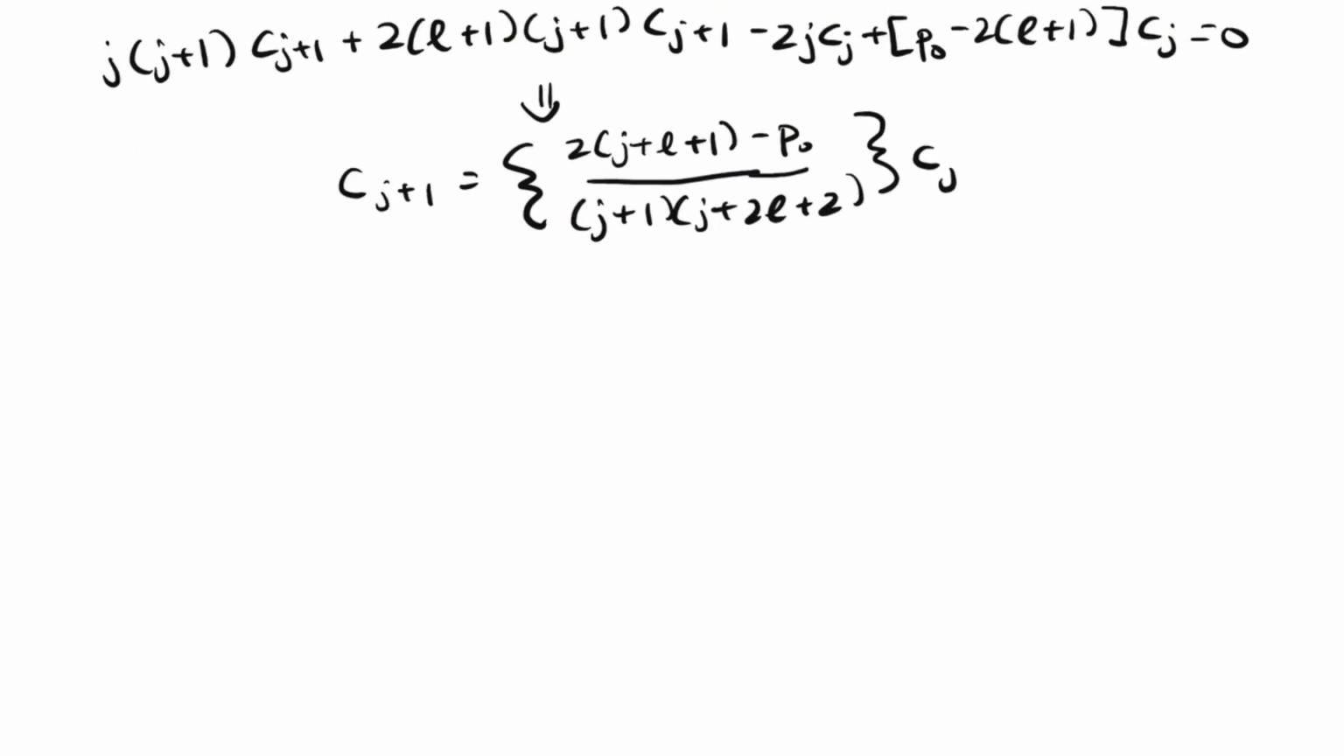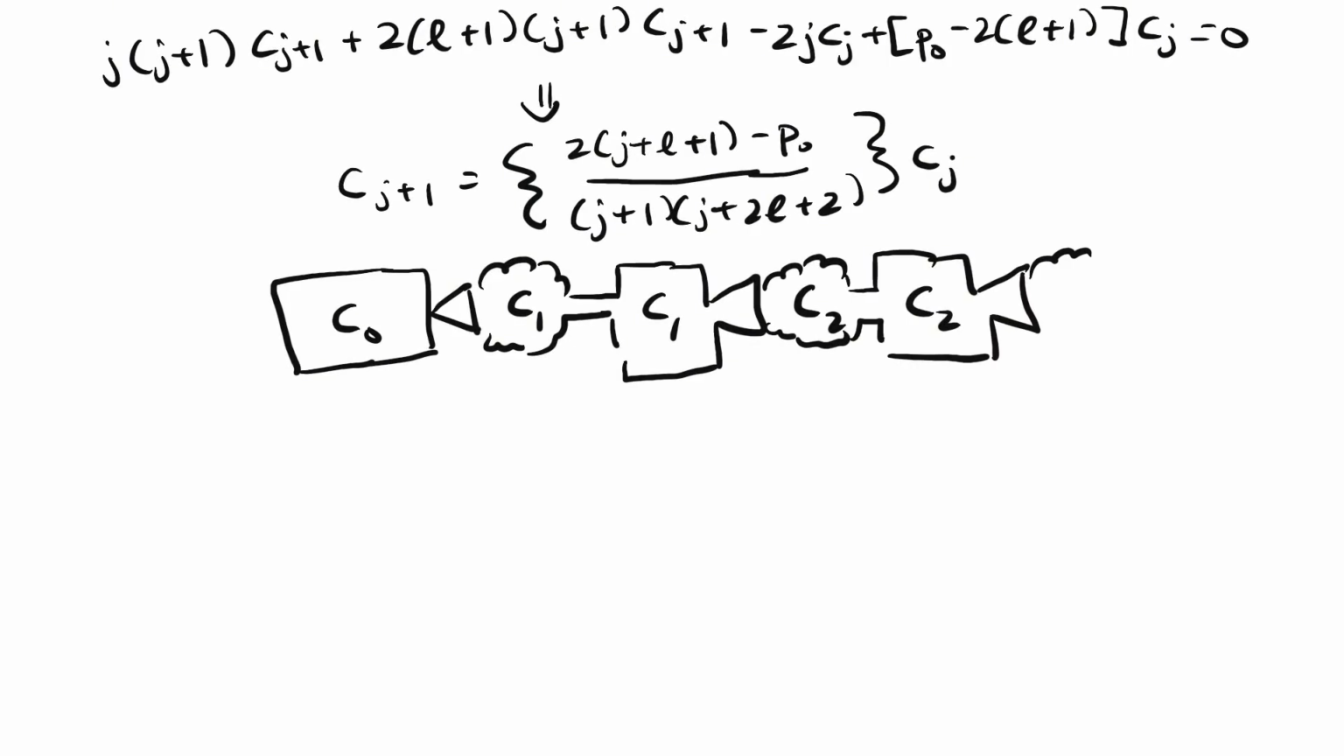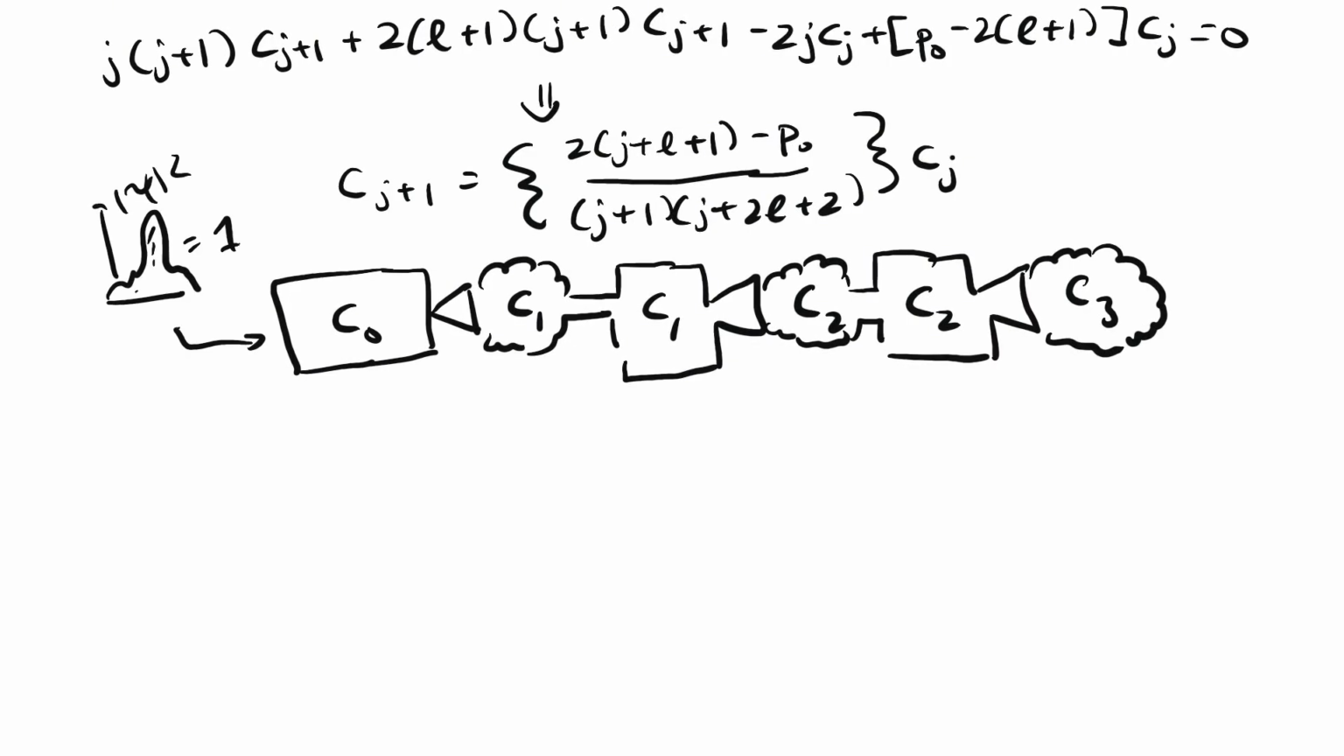This gives us a recipe for manufacturing new coefficients. If we know the first coefficient, c0, we can use this formula to calculate c1, c2, and so on. And we can find c0 from normalization. But we're getting ahead of ourselves.